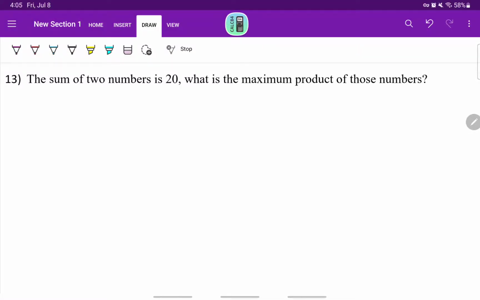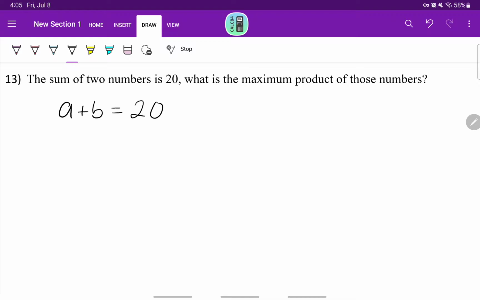Number 13 says the sum of two numbers is 20. What is the maximum product of those numbers? All right. Suppose we have two numbers, A and B. Let's say that A plus B equals 20.